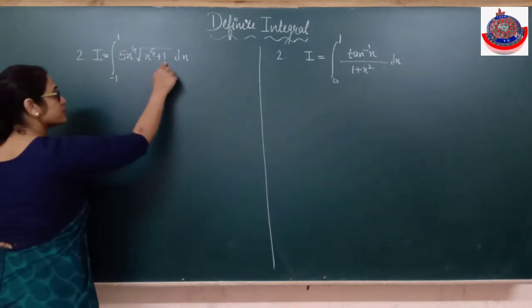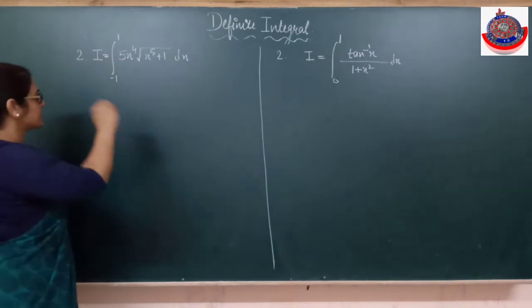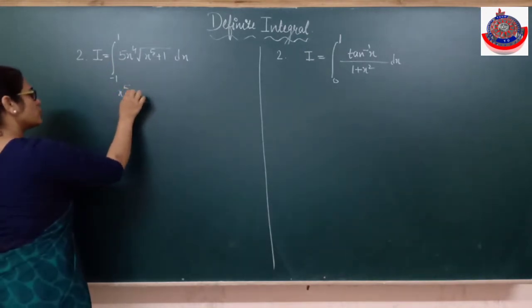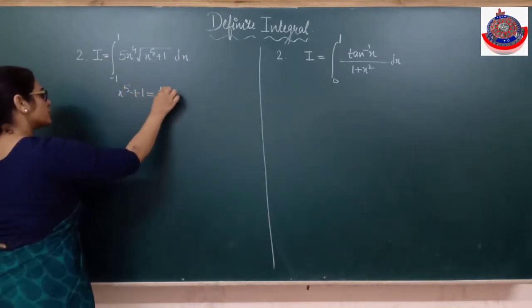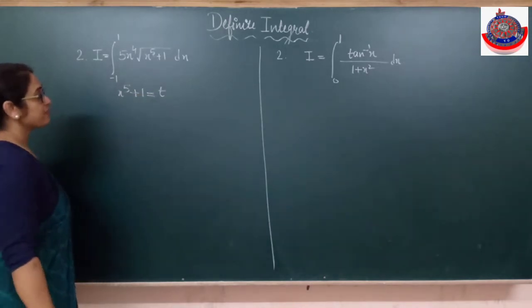Now what do we put in the substitution method? That whose differentiation is given to us. And you have done lots of practice. By now you know what to substitute. So I am going to substitute this: x raised to power 5 plus 1.